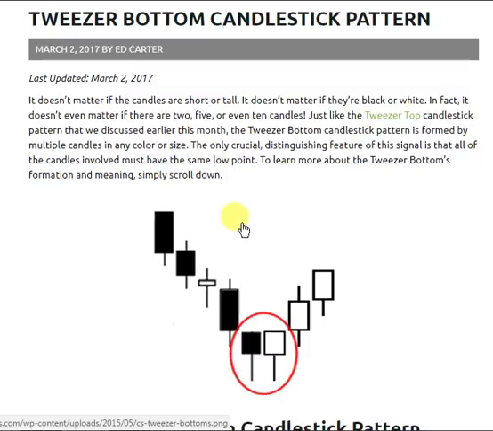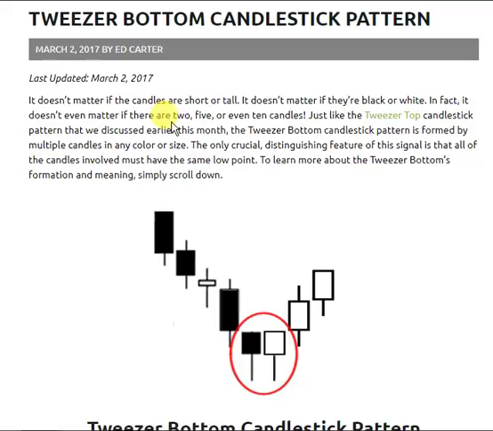So it doesn't matter if the candles are short or tall. It doesn't matter if they're black or white. In fact, it doesn't even matter if there are 2, 5, or even 10 candles. Just like the tweezer top candlestick pattern that we discussed earlier this month, the tweezer bottom candlestick pattern is formed by multiple candles in any color or size. The only crucial distinguishing feature of the signal is that all the candles involved must have the same low point. So that's what's really important here, that same low point. And it can be a real body or it can be a wick.